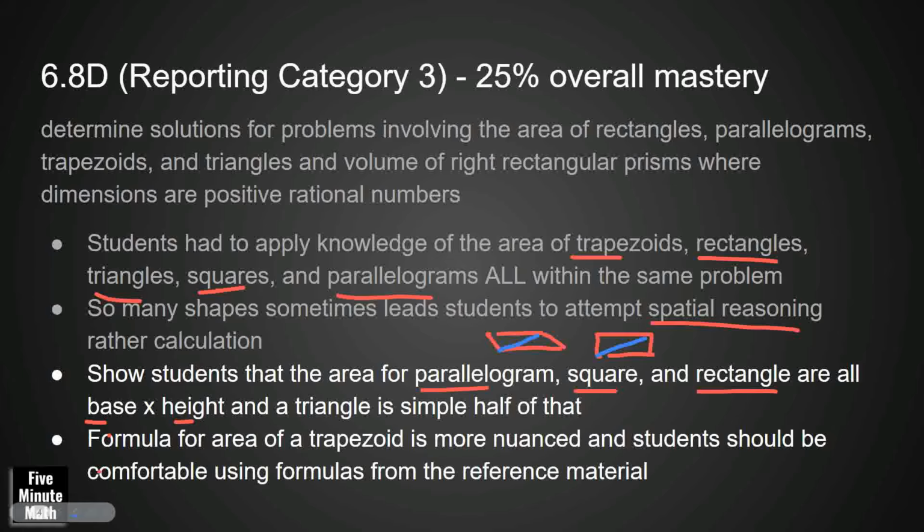The trapezoid is a little bit more cumbersome there. It's more nuanced, and rather than trying to remember that, they should be comfortable using that with the reference materials that are available on the STAAR. But what they should be able to do is see it like this. Sometimes we'll see it over half times height, or like I showed it to you, the 1/2, right?